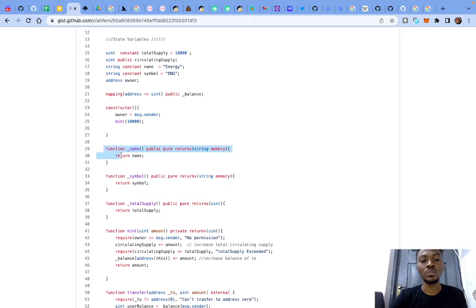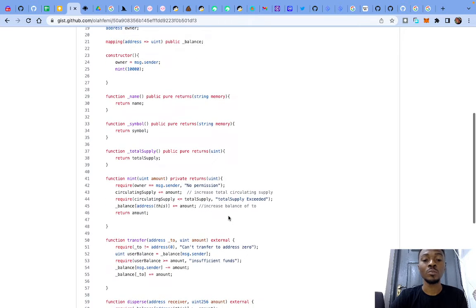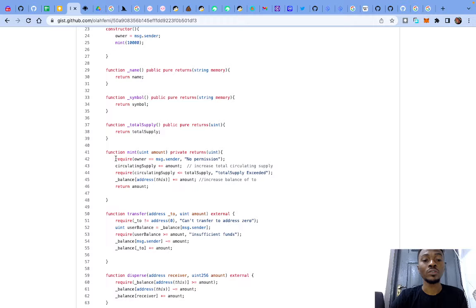So this function simply allows our user to see the name of our contract. This one allows our user to see the symbol of our contract. This one allows our user to see the total supply. And this is our mint function. So in the first line, we are ensuring that only the owner can mint. And that happens when the constructor is triggered, the first interaction with the contract.